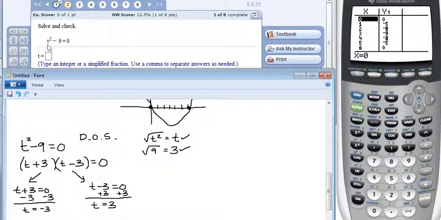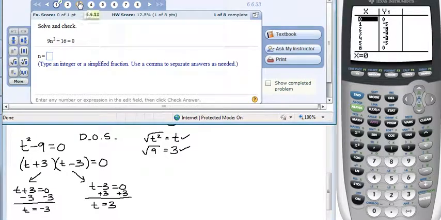So if I squared t, let's say t was -3, -3 squared is 9. 9 minus 9 is 0. If I put a 3 in there, 3 squared is also 9. 9 minus 9 is 0. Okay, so those are my 2 answers. I'm not going to check that one, I know it's right.